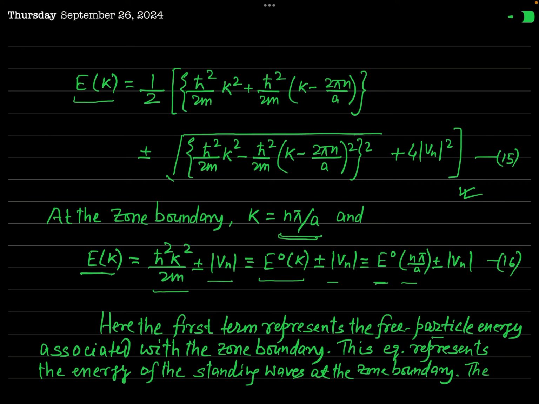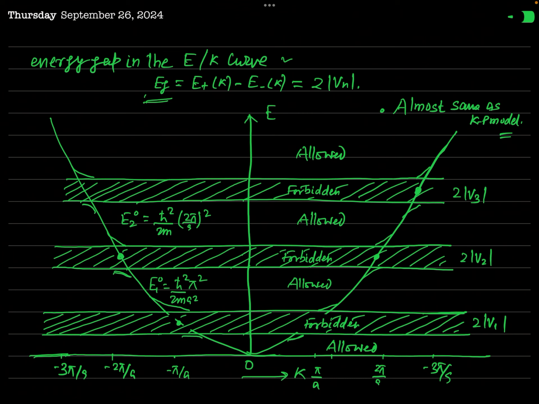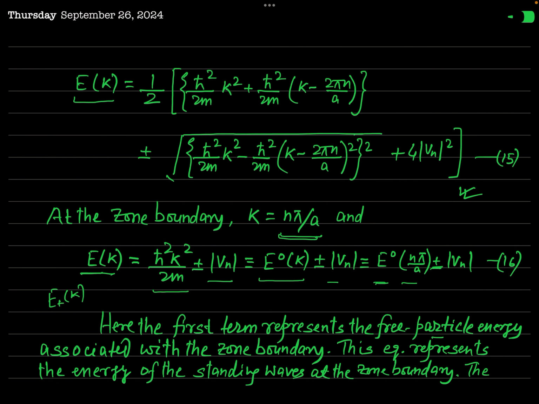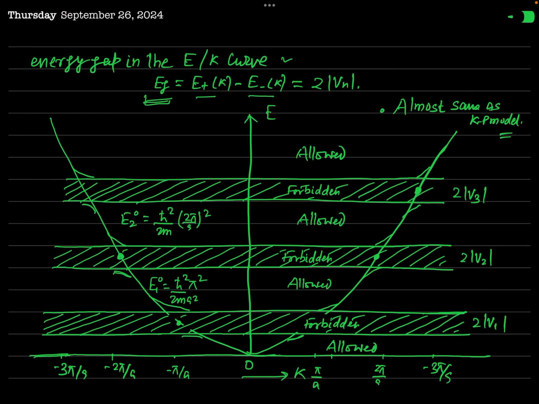So when we take the plus sign, we write the value of E-k as E plus of k. And when you take this minus sign, then you write it E minus of k. And the difference of those two values of E-k at the zone boundary will give the band gap. So band gap Eg is given as E plus k minus E minus k. But you can see when we subtract E minus k from E plus k, this first term will cancel out and this mod of Vn will be added, and therefore this band gap will be equal to 2 times mod of Vn. So this is the value of the band gap.